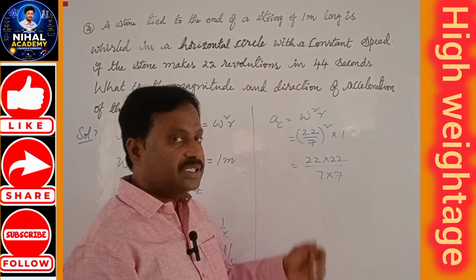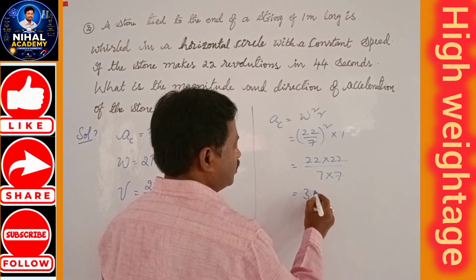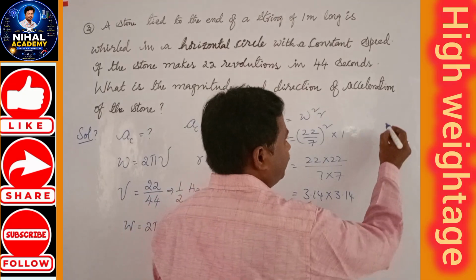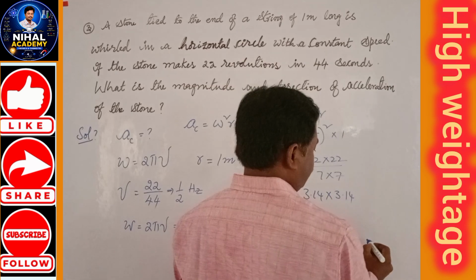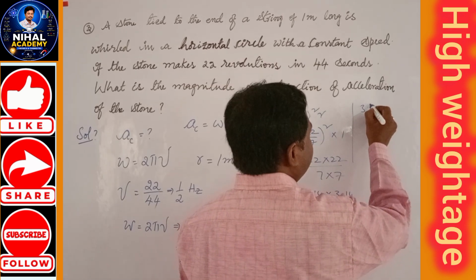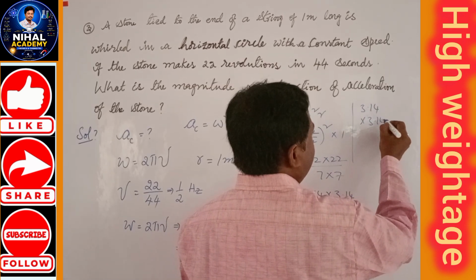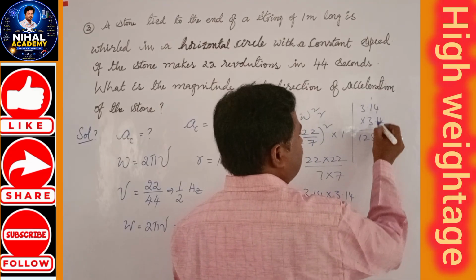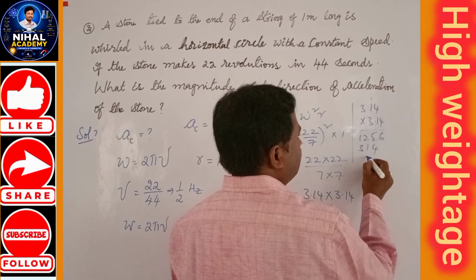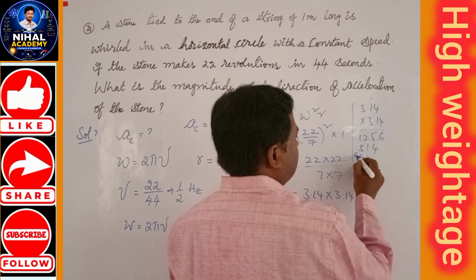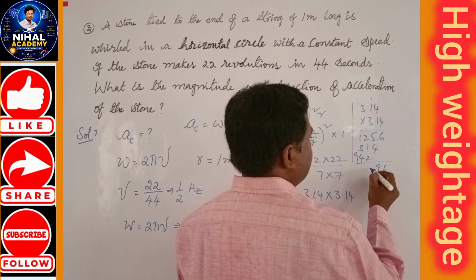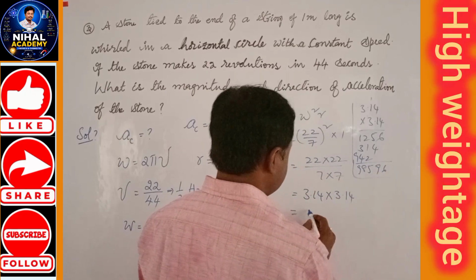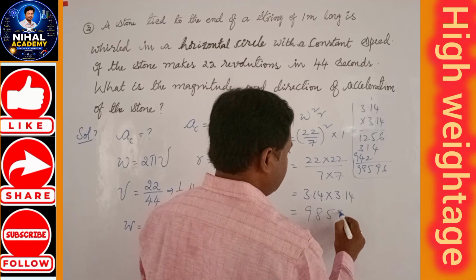We know that 22 by 7 value is equal to 3.14. So 3.14 into 3.14. So this is equal to 9.8596.